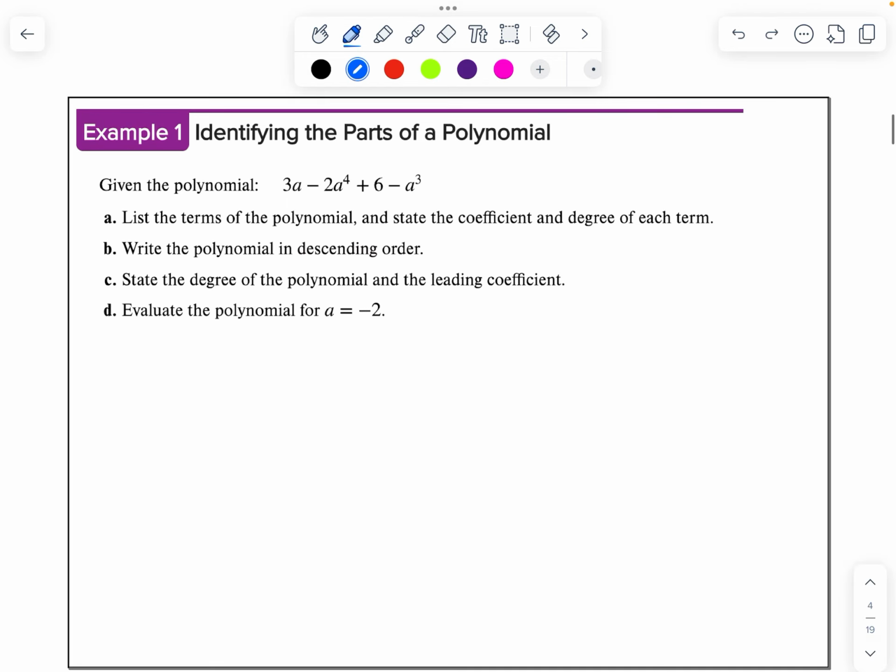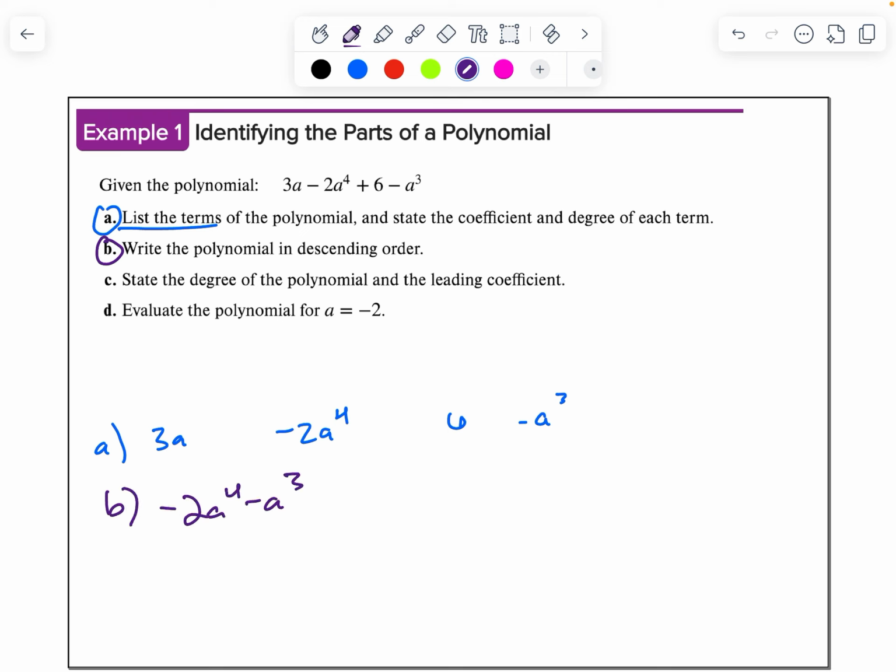So given this polynomial, let's first list the terms. This is part A. List the terms. The terms are 3a, negative 2a to the 4th, 6, and negative a to the 3rd. Those are all of our terms. If we want to write that in descending order, that means we want to write it with the highest exponent first. So that would be negative 2a to the 4th minus a to the 3rd plus 3a plus 6. We want our highest exponent all the way down to the lowest exponent.